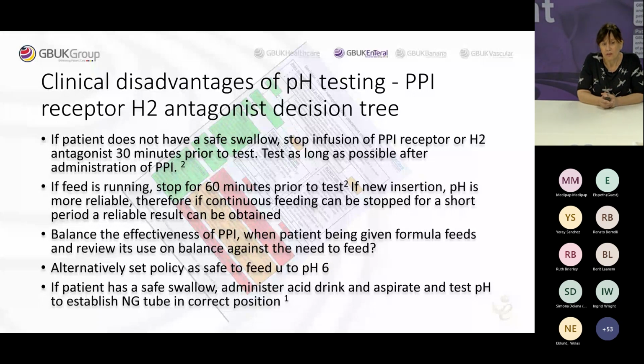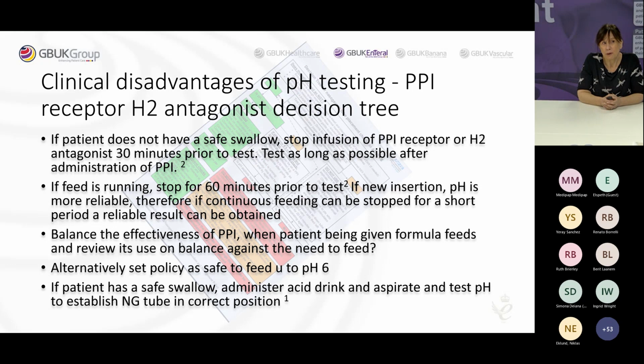In some hospitals in the United Kingdom, they have adopted a policy of saying if a patient is on PPIs or H2 antagonists, to set a limit of pH 6. So the limit is a little higher than it would be in a normal patient. Because they know the patients are on PPIs, they set the limit at 6. And with lung pH being above 7, this should still be a safe level to feed where that decision has been made. This is balanced against the effectiveness of the PPIs when a patient's being given formula feeds, and reviewing their use on a regular basis against the need to feed.